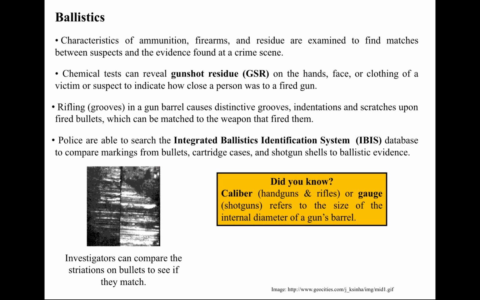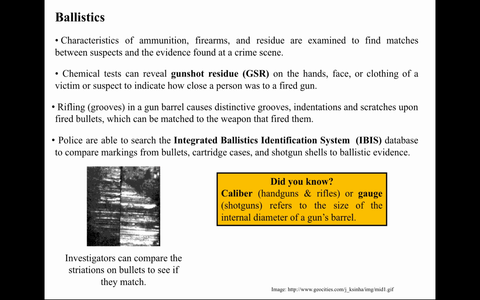Ballistics refers to ammunition and firearms, and the characteristics that you find matches between suspects and evidence found at a crime scene can be very powerful. You can use chemical tests, and that will show gunshot residue, known as GSR, on the hands, face, or clothing of a victim or suspect. It's going to provide information about how close a person was to a fired gun. Rifling are the grooves in a gun barrel that cause distinct grooves, scratches, or dents on fired bullets, and it can match the weapon to the ammunition.